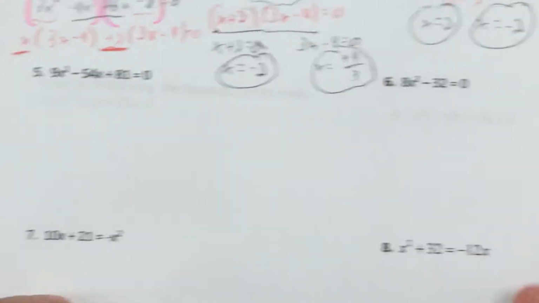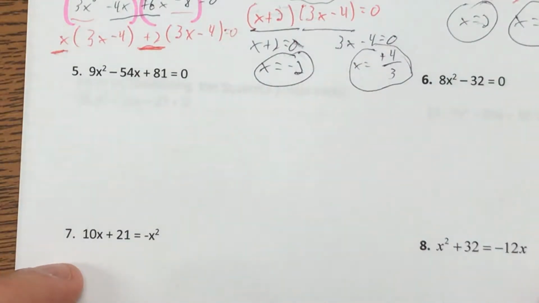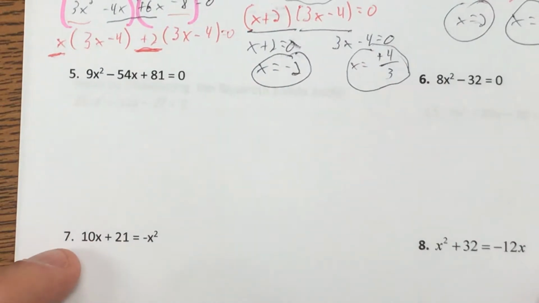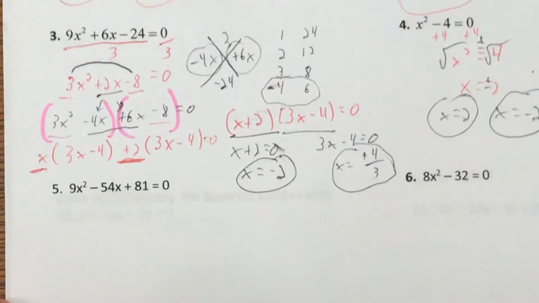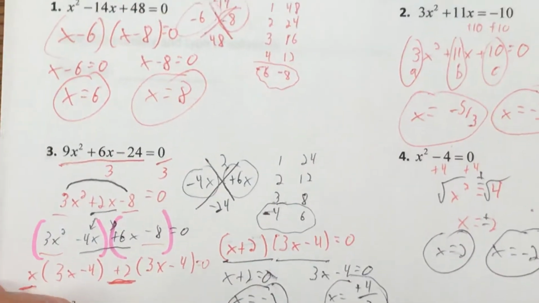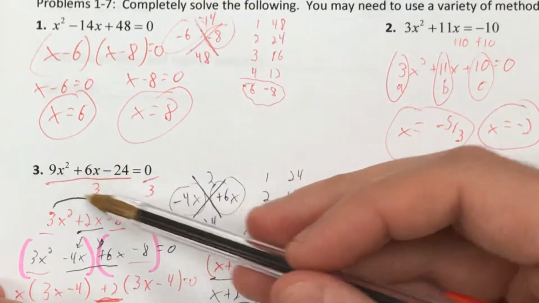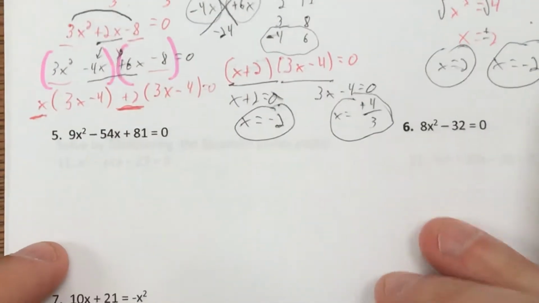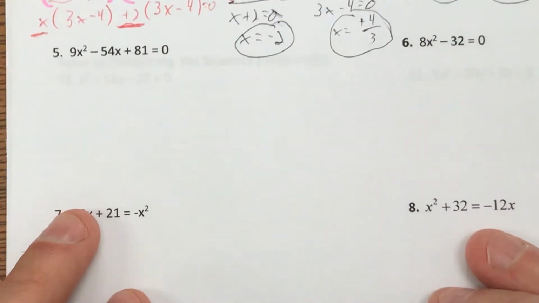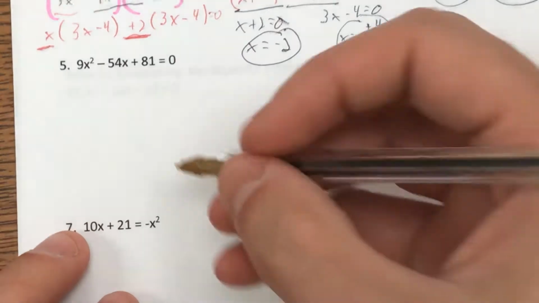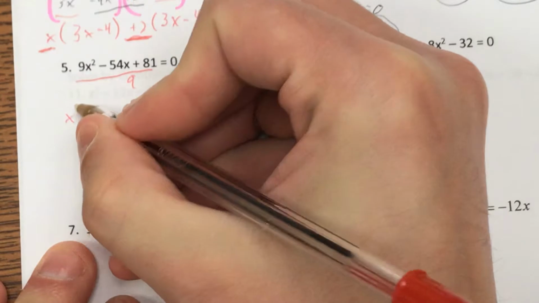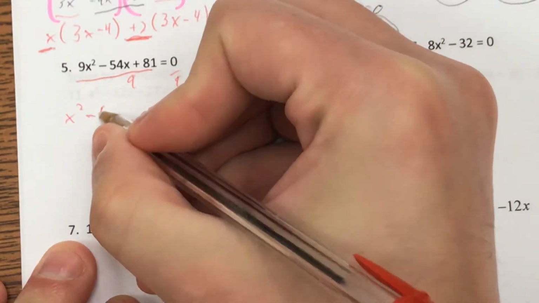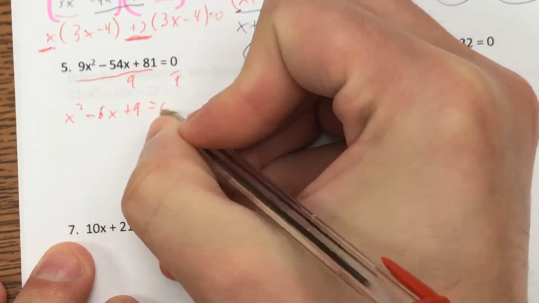So, next up, 9, 54, and 81. That looks like it's going to be a pretty ugly problem. Except it's actually not. Remember up here a little tiny bit ago, all of these were divisible by 3. Turns out same thing happens here. They are all divisible by 3, but even better, they're all divisible by 9. And if you divide that out, you get x squared minus 6x plus 9 equals 0.